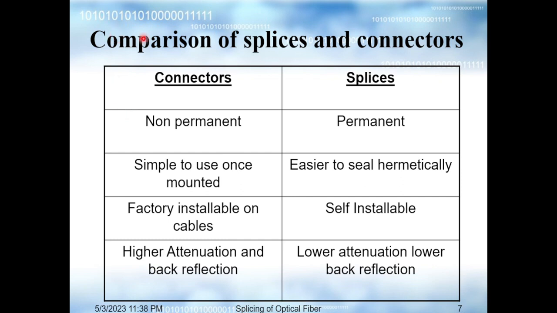Now we move to the comparison of splices and connectors. Connectors are non-permanent, but splices are permanent. Connectors are simple to use once mounted, but splices are easier to seal hermetically. Connectors are factory installable on cables, splices are self-installable. Connectors have higher attenuation and back reflection, but splices have lower attenuation and lower back reflection.